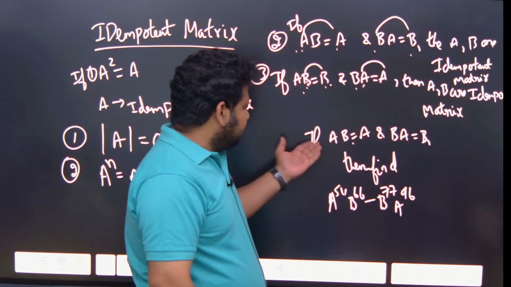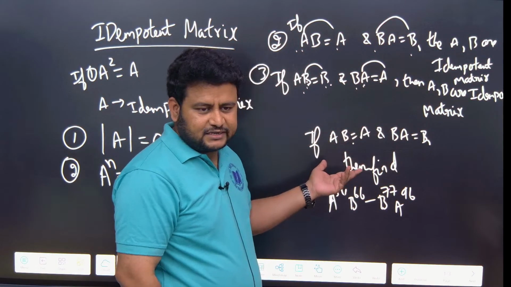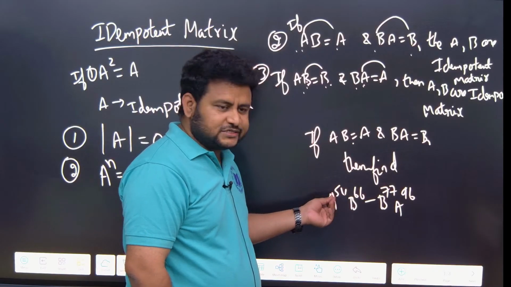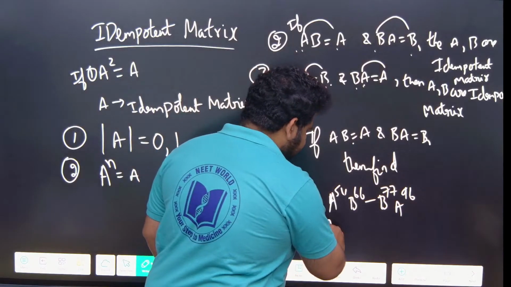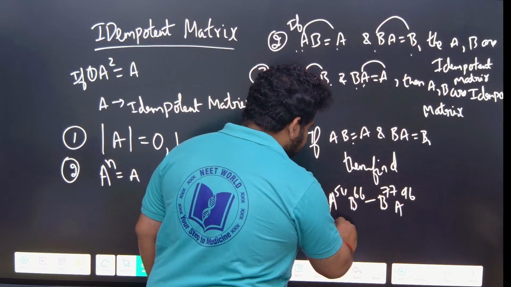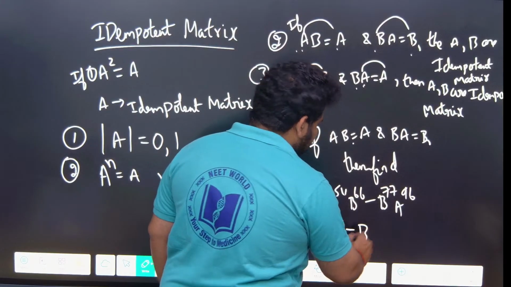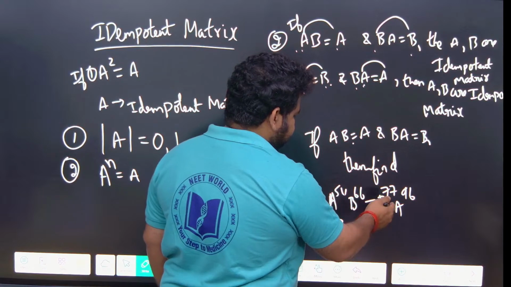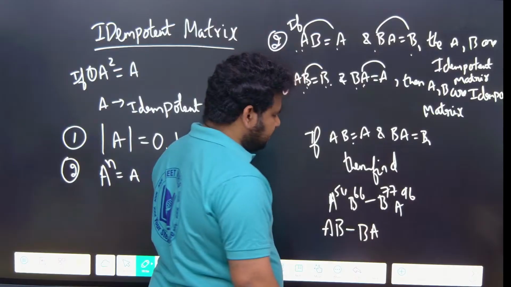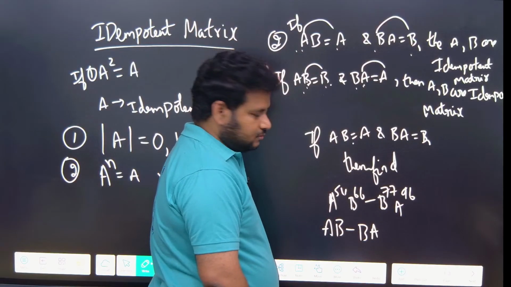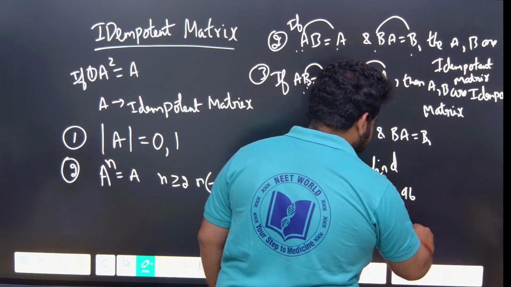So AB is equal to A, BA is equal to B means what? That means A and B are idempotent matrices. So A power 54 is A only. B power 66 is B only, minus B power 77 is B itself. And AB minus BA, you can write it as A minus B.